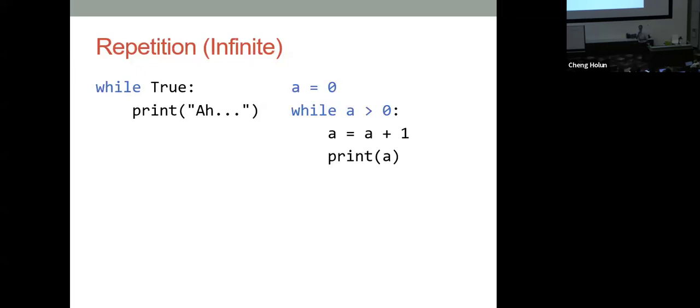What does it print? How many numbers does it print? 0. Why? It doesn't print 0. It means it doesn't print anything. Why? Because before you enter the while loop, the condition is already false. So it's like an if-then-else statement: this time the condition is false, so you won't even enter the body of the while loop.